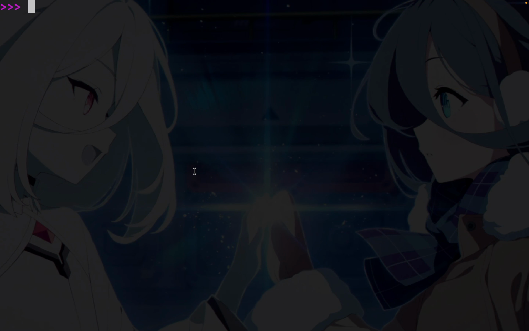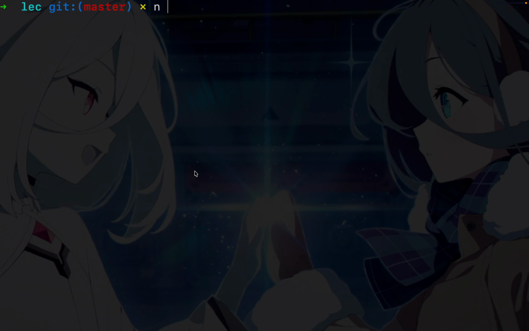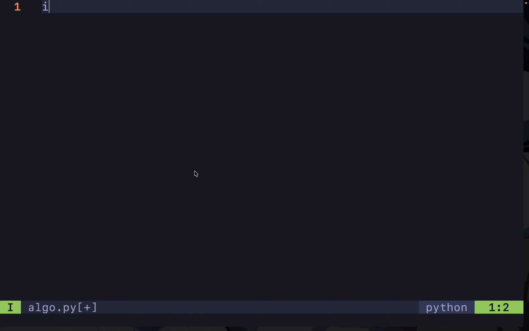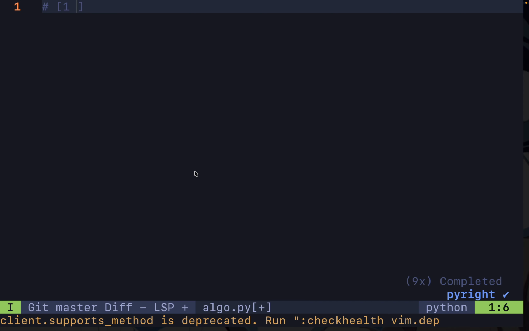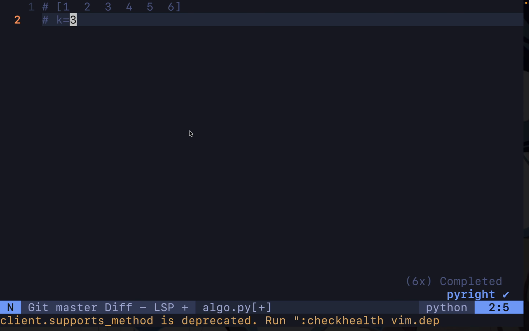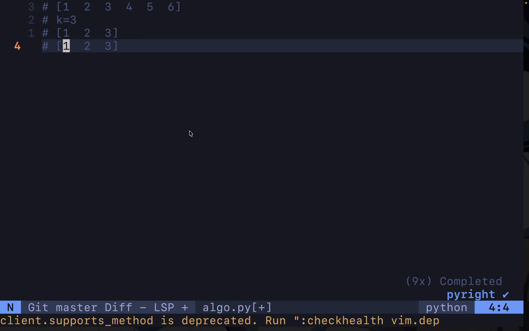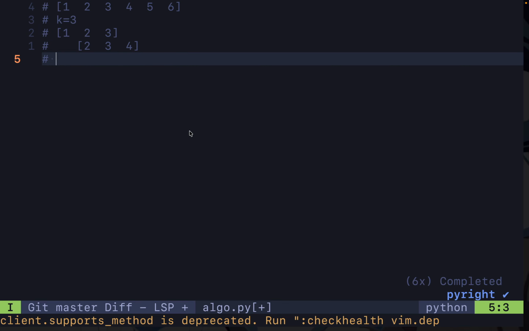So for example, if I have 1, 2, 3, 4, 5, 6, let's say I have, let me use a file instead. So if I have the list 1, 2, 3, 4, 5, 6, and I want to find all subarrays of length 3, then those would be 1, 2, 3. Then if I adjust this, this would be 2, 3, 4. Then this is 3, 4, 5, 4, 5.